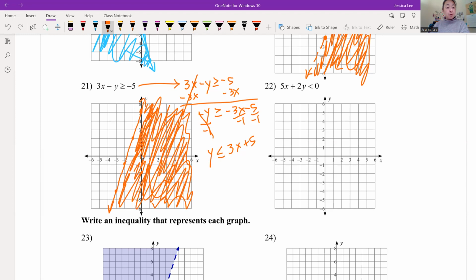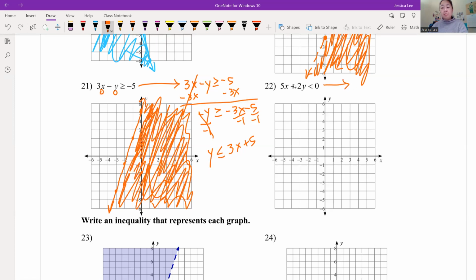Which means is 0, 0 a solution? Yeah. So if I were to, in my brain, plug in 0 here and 0 here, 0 is greater than or equal to -5. Is that true? Yeah, 0 is bigger than -5. See? Works. Solution. Done. All right, same thing here.